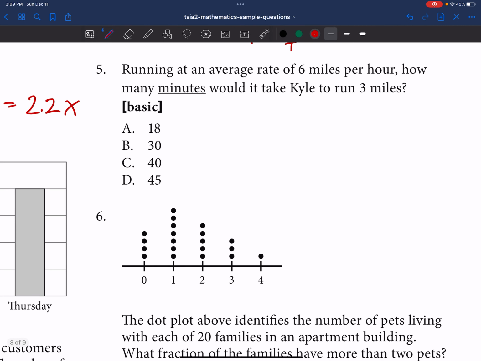Running at an average rate of 6 miles per hour, how many minutes would it take Kyle to run 3 miles?